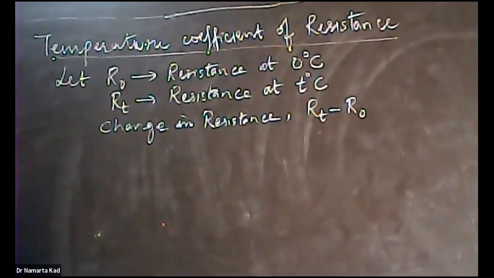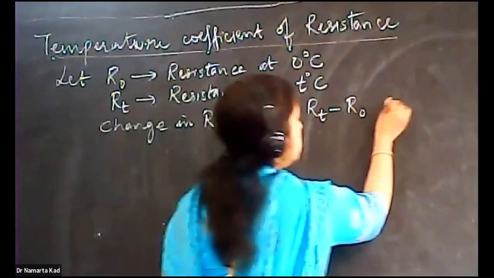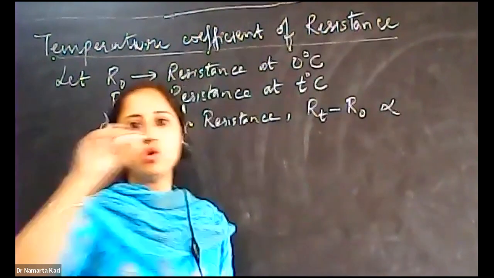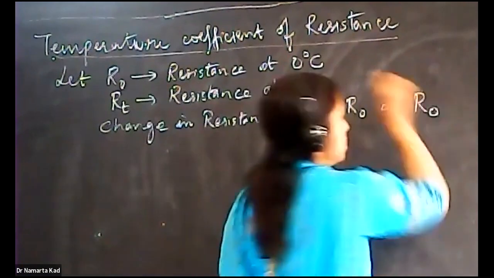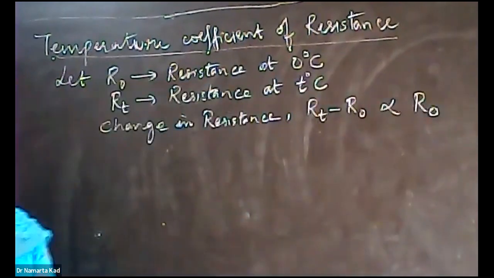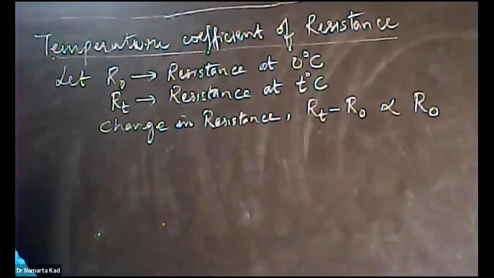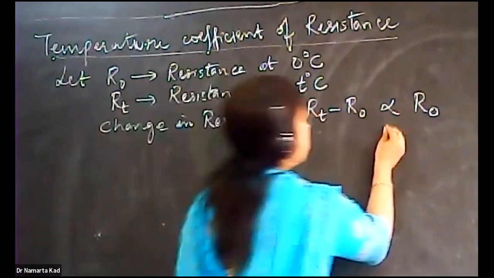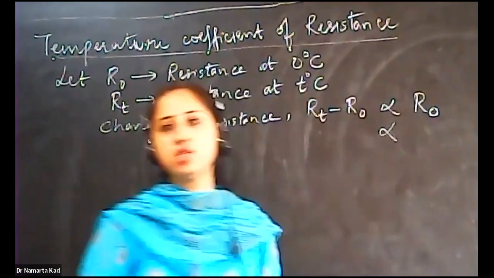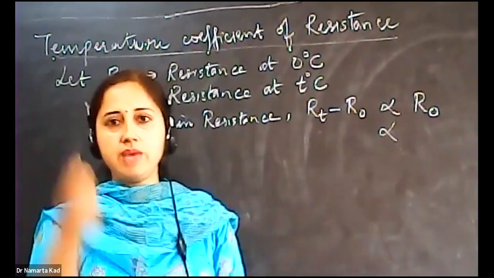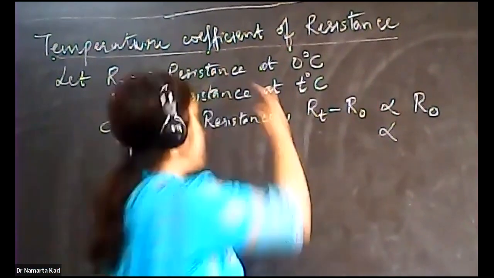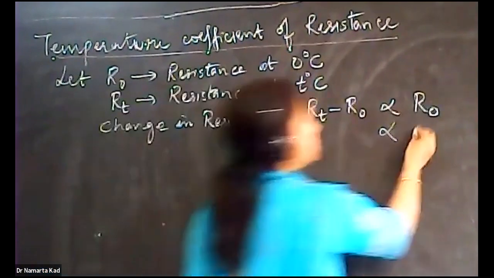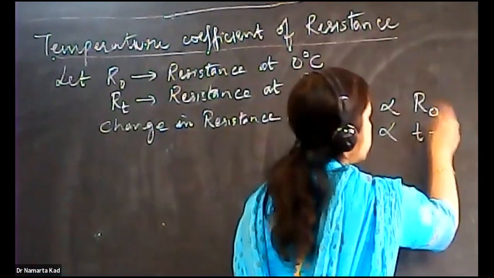Okay, this is the change in resistance, that is RT minus R naught, and this change in resistance is directly proportional, ये directly proportional होता है number 1 to the original resistance, that is R naught. Original resistance क्या था? That is R naught, and also it is directly proportional to the change in temperature. ठीक है? I am using the word here, that is change in temperature. What is the change in temperature here? It is T minus 0.